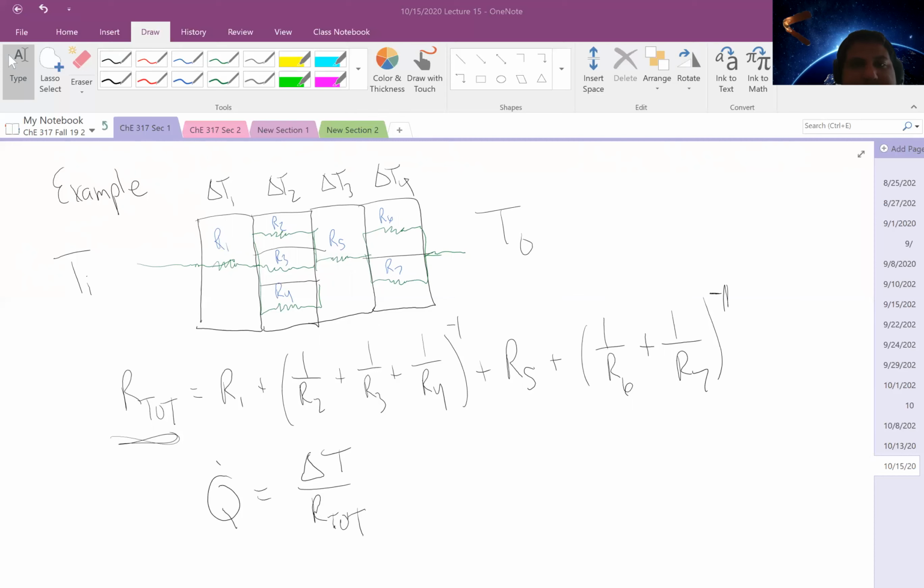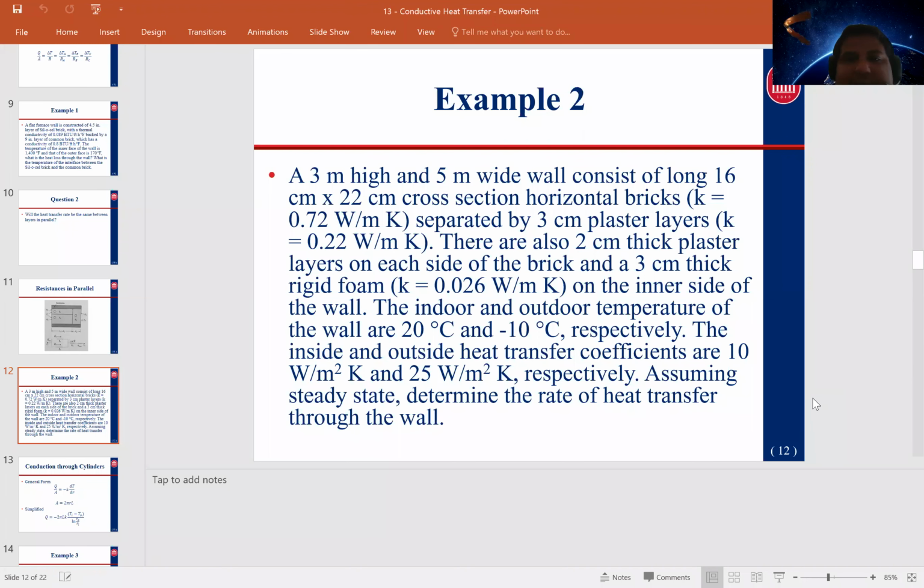All right, so let's take a look at an example. And this one's going to be a little complicated. So I have a 3-meter high and 5-meter wide wall consisting of long 16 centimeter by 22 centimeter cross-sectional horizontal bricks, separated by 3 centimeters of plaster.